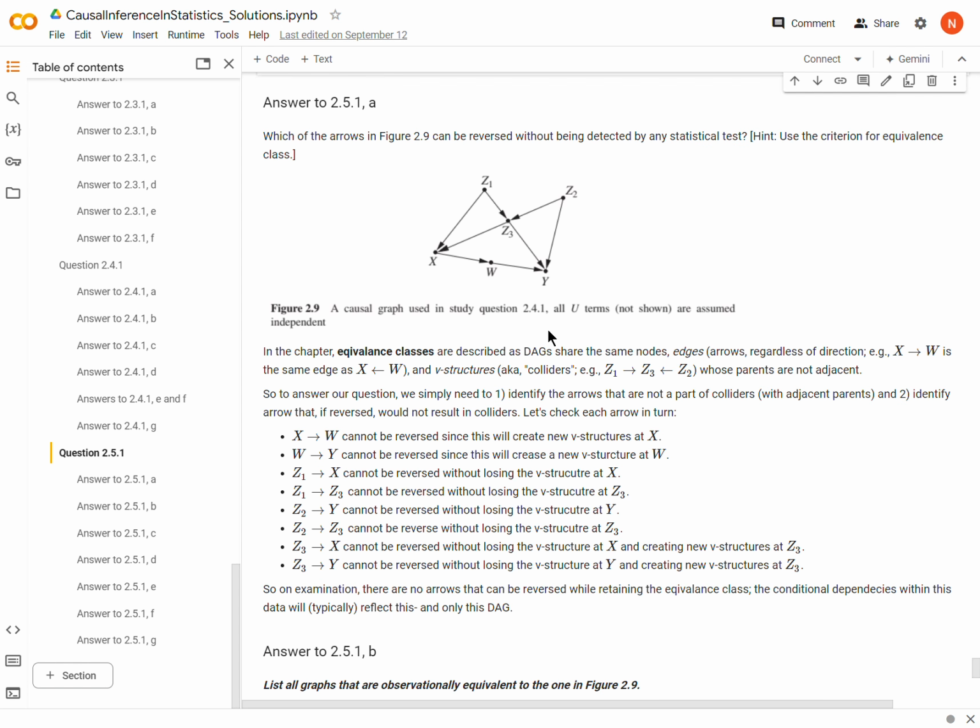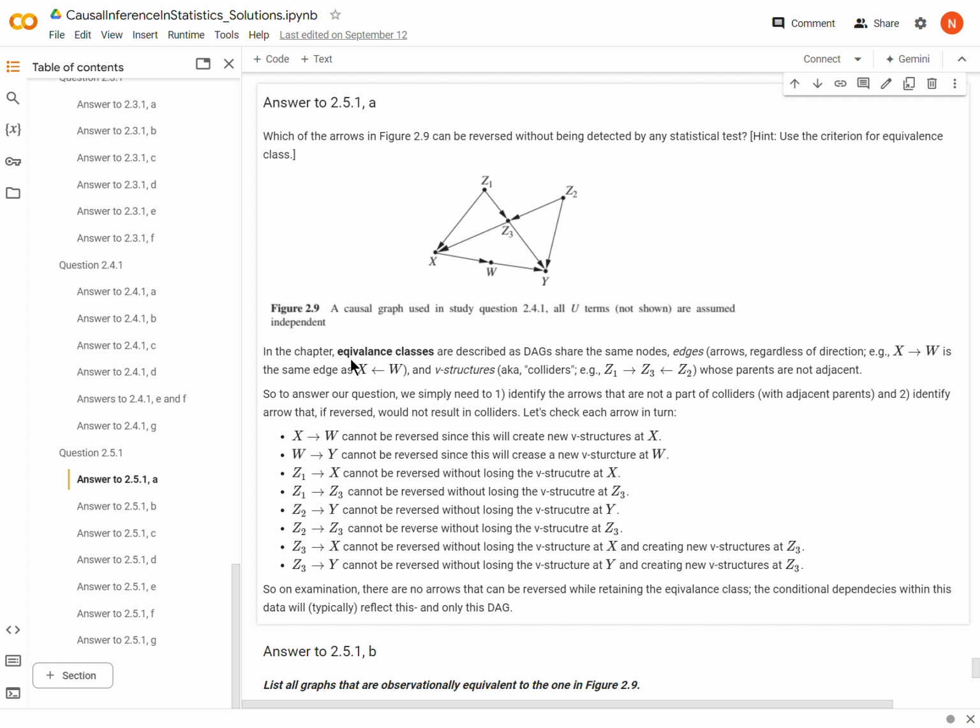Okay, so here's 2.51a. Looking at this figure 2.9, which of the arrows in figure 2.9 can be reversed without being detected by a statistical test? It tells us to use the criterion for equivalence class that's given in the chapter just a little bit before this question shows up.